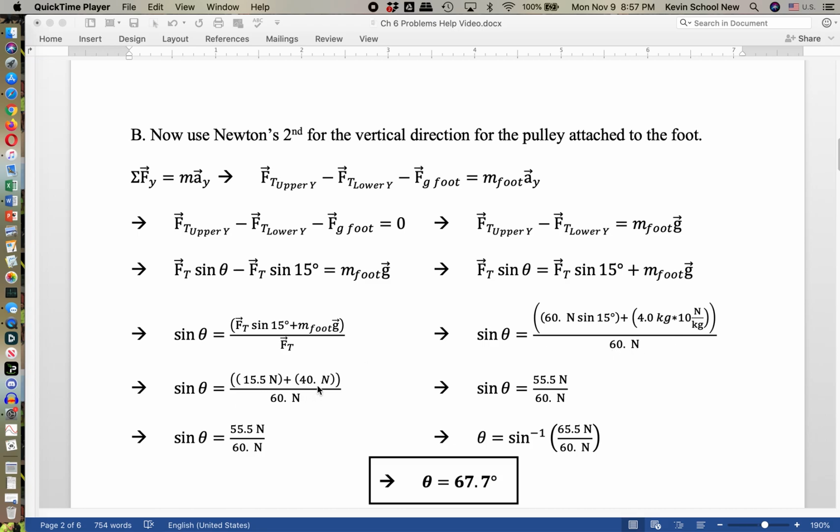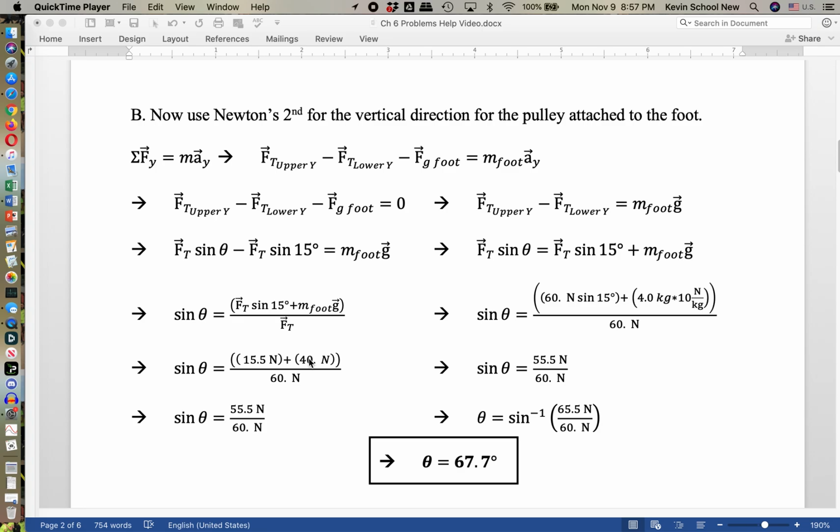So when I plug those into my calculator, making sure I'm in degree mode, I get 15.5 newtons plus 40 newtons. Now, earlier tonight when I was doing this, I added these two up, and I had 65.5 newtons. That's because I was thinking this was 60 newtons initially, thinking it was the hanging mass and not the mass of the foot, to make that 40 newton force. And so I got 65.5 over 60, and that didn't seem to make sense because that would have given me a number larger than 1 to find theta for. And when you do the inverse sine of a number larger than 1, your calculator gives you an error. So that was a pretty good clue.